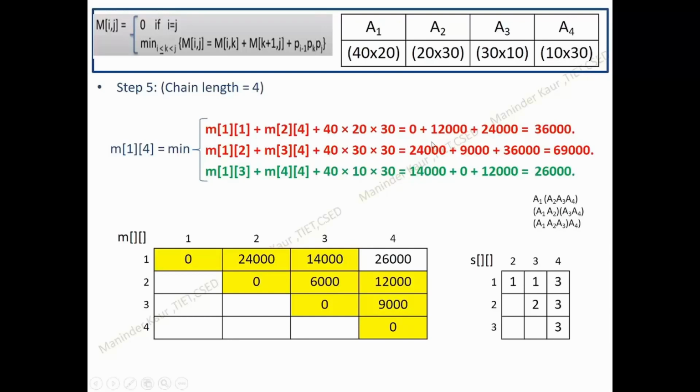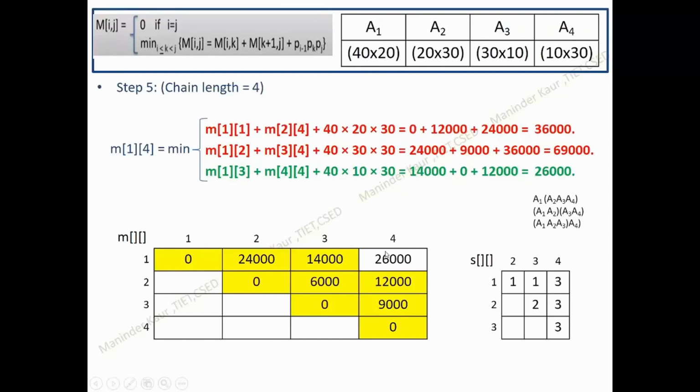Now, out of these three possible patterns or orders of multiplying the matrices A1 till A4, this pattern, that is first multiplying A1 with A3, then the final result of this will be multiplied with A4, is giving the least value, that is 26,000. Therefore, this value, which is the minimum, is entered as M14 at the last location. This is the last step of this algorithm. This last value, M14, represents the minimum number of multiplications required to multiply the chain of matrices from A1 till A4.